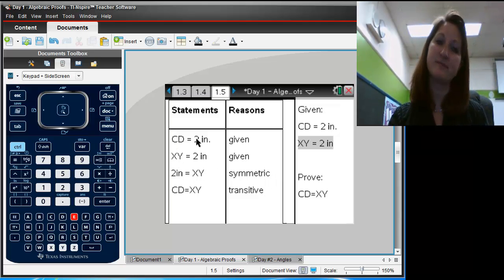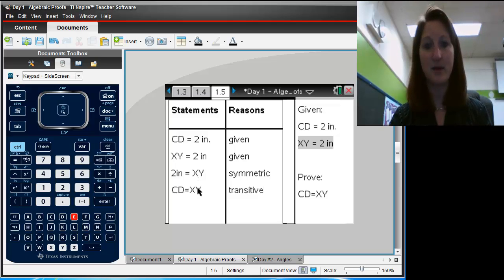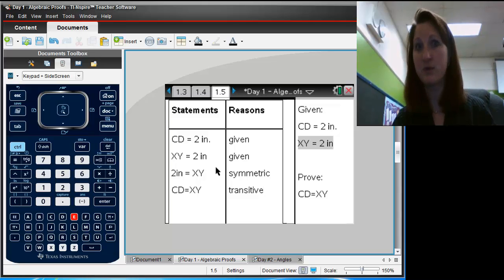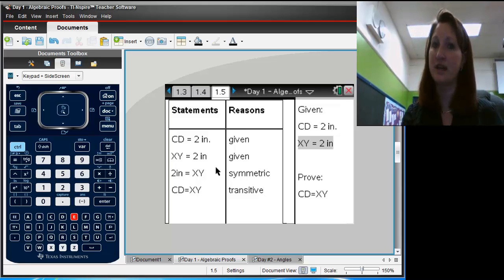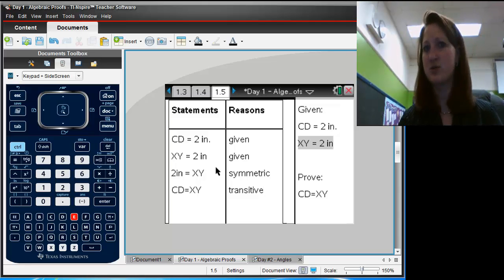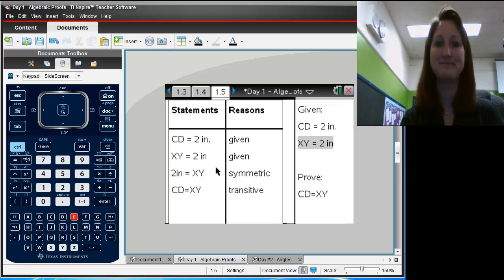And that's it. So basically when you do a proof, what you want to do is start off with the stuff that you're given and end up with the thing that they want you to prove. And just show a couple of steps in between. For some proofs it'll only be 1 or 2 steps. As we get into harder proofs, you may have a proof that's 10 to 12 steps. It just depends on the problem.